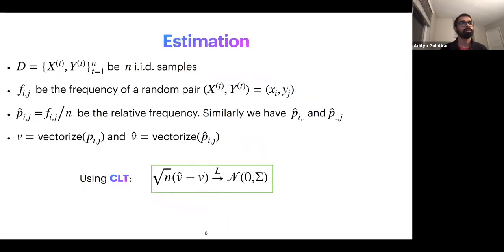Next slide, please. Now, ideally, we don't have the whole population, but we have just a few samples. So we can estimate the joint distribution by using the relative frequencies obtained from the data, and we can call them p-hats, so the joint distribution and the marginals. And we just vectorize them and form a vector v. We can show using central limit theorem that this vector v obeys a Gaussian distribution asymptotically. And this will be useful for results on entropy and the mutual information. So can you go to the next slide, please?